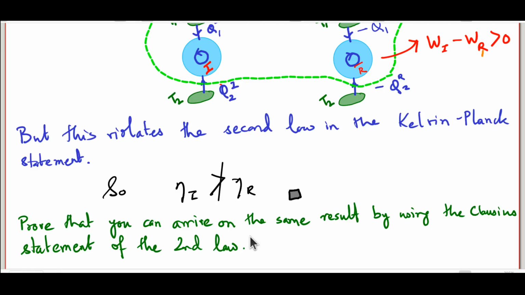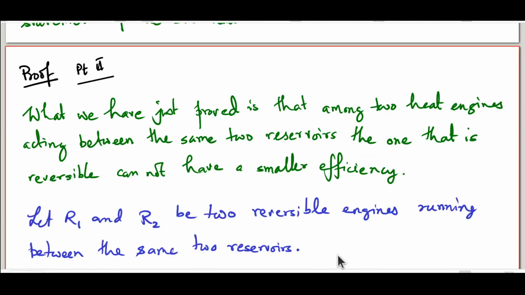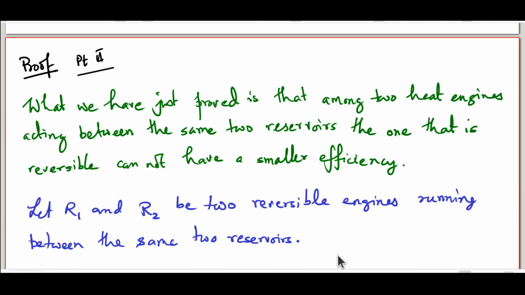Anyway, the upshot of all this is we have managed to prove Carnot's first theorem. If you have two engines, one of which can be run in reverse, and they are running between the same two reservoirs, then the one which can be run in reverse cannot have a smaller efficiency. Now it's actually rather easy to prove Carnot's second theorem from here. And you don't even have to do any calculation for this.